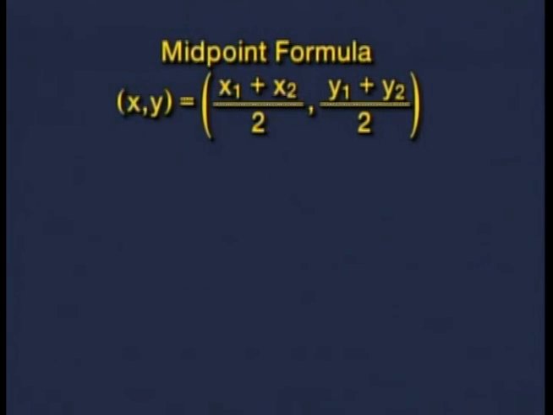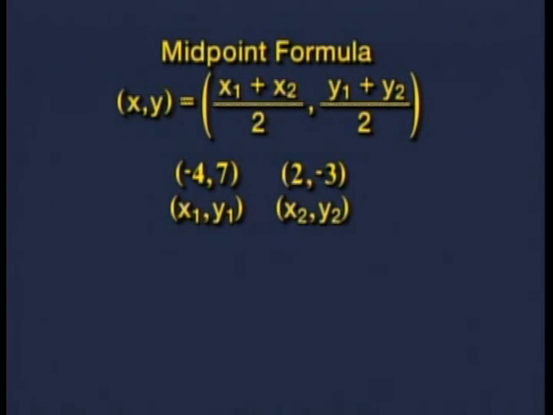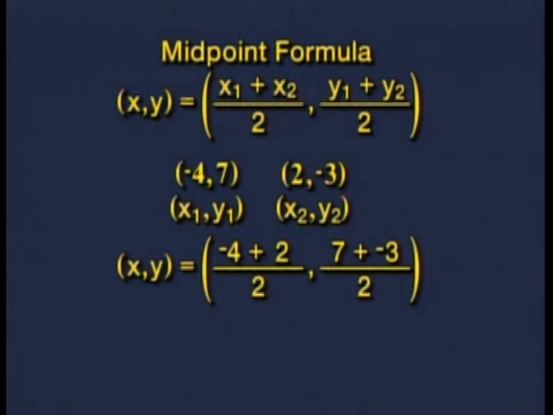Try finding the coordinates of the point midway between these 2 points. We'll let negative 4, 7 be the first point. 2, negative 3 will be the second point. Substitute the numbers in the midpoint formula. Now simplify. We'll start with the x-coordinates. Negative 4 plus 2 is negative 2. The x-coordinate is negative 2 over 2. That's negative 1. Now for the y-coordinates. 7 plus negative 3 is 4. The y-coordinate is 4 over 2. That's 2. The midpoint is negative 1, 2.